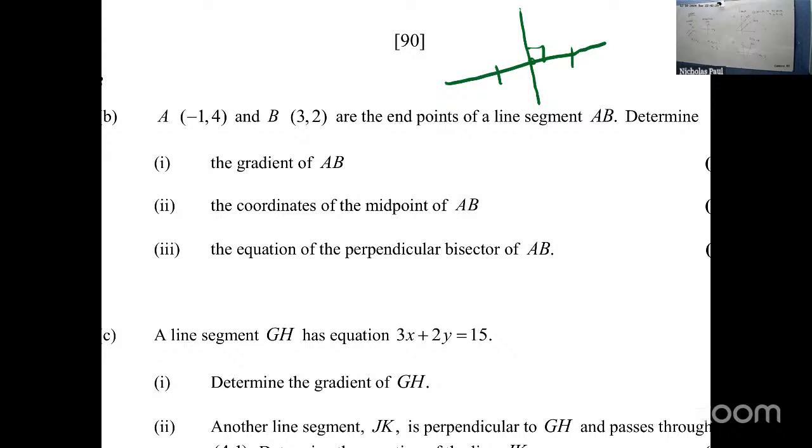Type parts 1 and 2. Message your answers there. Kaya, Arissa, message your answers. Finished already? David? Parts 1 and 2, finished? Alright, try part 3. Perpendicular bisector means it's going through the midpoint.